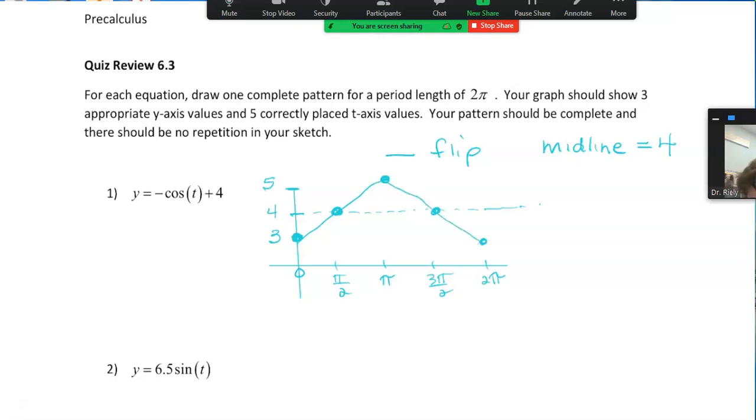So remember, we're connecting the dots. We're not doing just a freehand sketch, and we're looking for your y-axis, which is right here, to have these values, and your t-axis, also known as your x-axis, to have these angles. Okay, so you have to have that, and you have to have the right shape. So let's go on to the next problem.